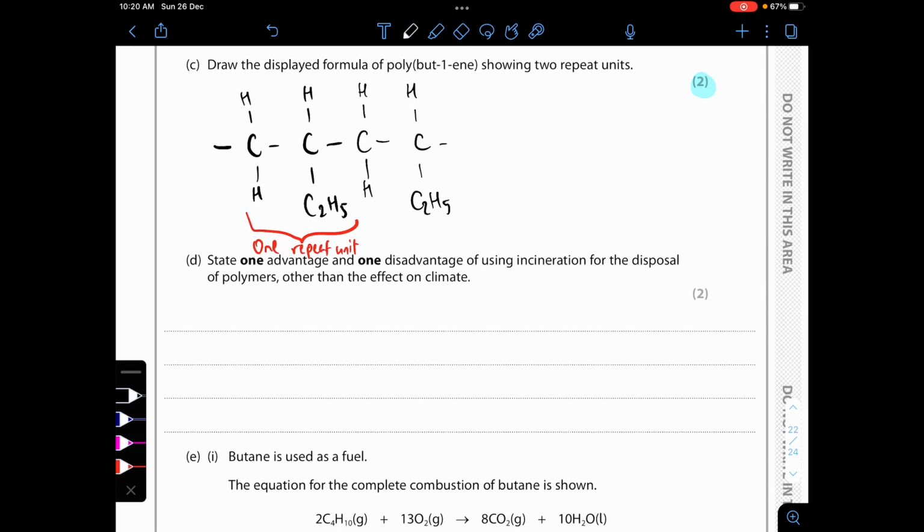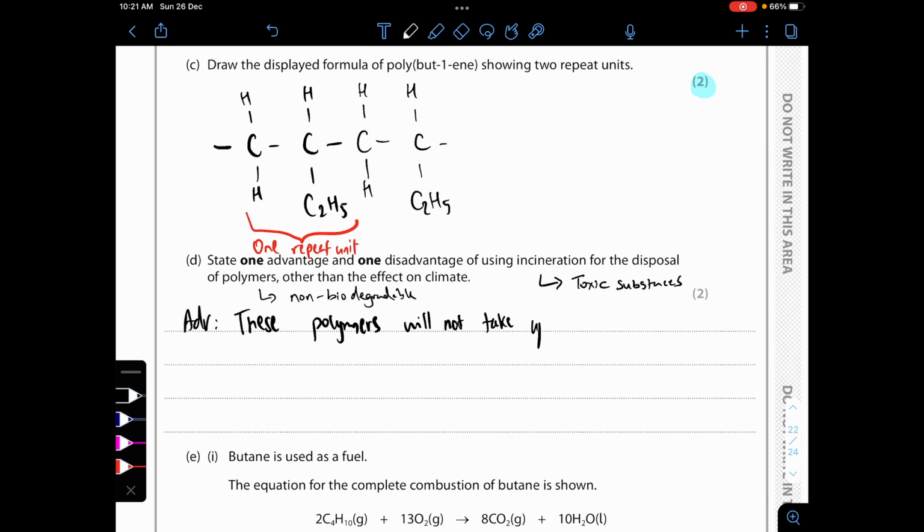State 1 advantage and 1 disadvantage of using incineration for the disposal of polymers, other than effect on climate. So now we can't talk about climate. What we can talk about is carbon monoxide, right? Oh no, that's also climate change. What else can we talk about? We know incineration can lead to toxic substances. And we know the polymers are non-biodegradable. Okay, what else do we know? If we were to burn them, the advantage is these polymers will not take up space. Because they're not biodegradable, they will take up space if we don't burn them.